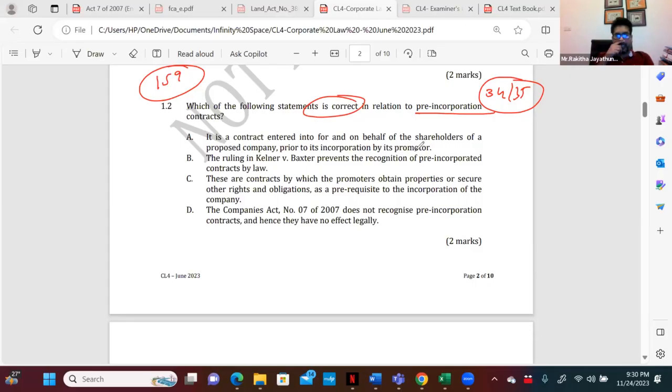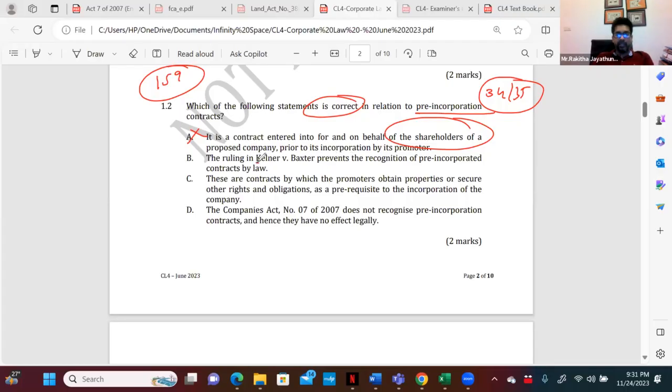It is a contract entered into for and on behalf of the shareholder. Is that correct? No. These are contracts entered on behalf of a company, a proposed company, not on behalf of the shareholder of a proposed company. It's on behalf of the proposed company prior to its incorporation. Therefore, A is not correct.